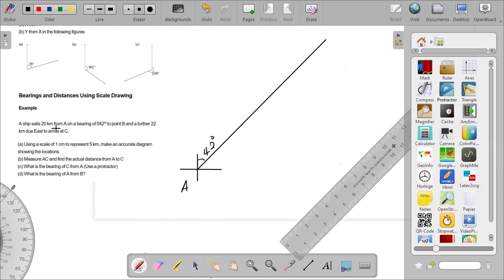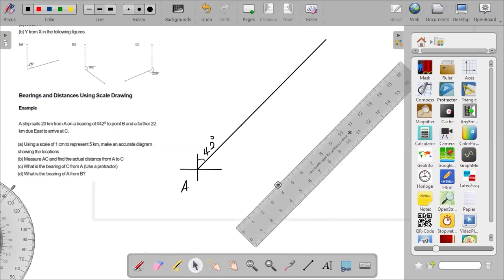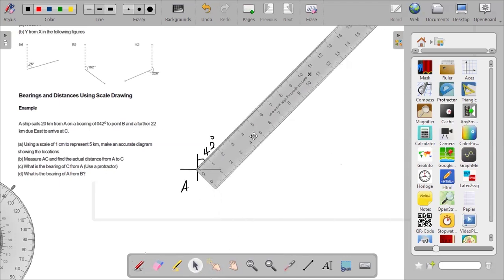They give us a distance of 20 kilometers, and we are told to use 1 centimeter to represent 5 kilometers. That means this 20 kilometers is equivalent to 4 centimeters. That is 20 divided by 5. In other words, from point A to point B should be 4 centimeters based on the scale. So from point A, I'm going to measure a distance of 4 centimeters. Anywhere my 4 centimeters ends, that is point B. This is going to be very small. The diagram is going to be very small.